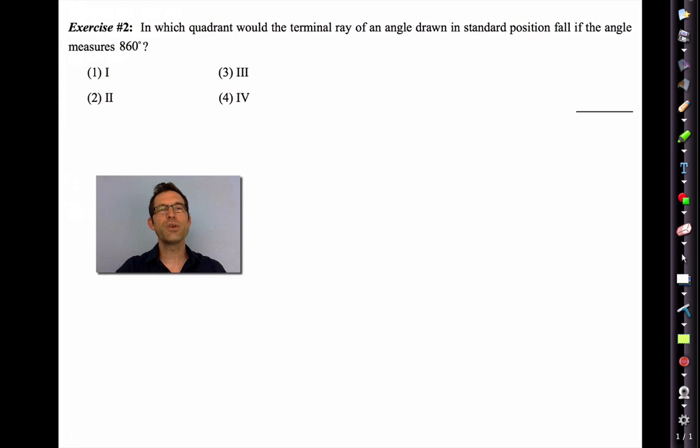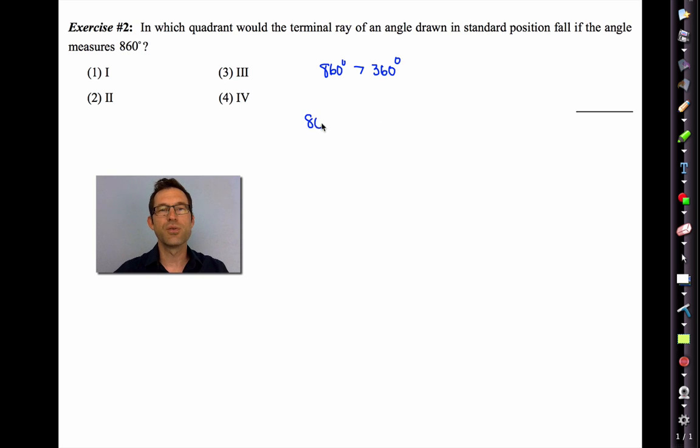Exercise 2. In which quadrant would the terminal ray of an angle drawn in standard position fall if the angle measures 860 degrees? All right, play around with this one. See if you can get the right answer. All right. Well, because 860 is bigger than 360, we go around more than once.